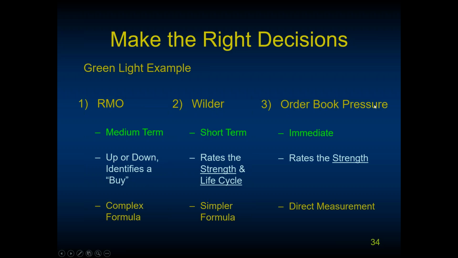And then finally, with the order book pressure or the on-balance indicator, we're adding another set of valuable inputs. This is immediate. This is what's on the books. This is what the buying pressure is right now. So we're going medium, short term to immediate. It also rates the strength, so we get another rating, which is seen by the slope of that line, how steep it is. And as opposed to a mathematical formula or calculus, this is pretty much a direct measurement. This is reading the order book and then putting some numbers to it.